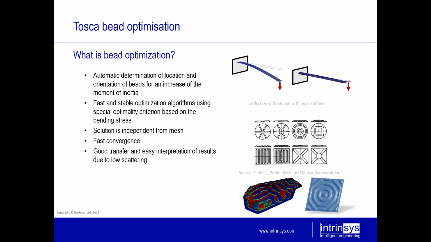About bid optimization. Bid optimization is an automatic determination of the location and the orientation of bids to increase the moment of inertia of the part. It is fast and stable, using a special optimal criterion based on the spreading of the bending stress. The solution is independent from the mesh. There is a fast convergence. There is a good transfer and easy interpretation of the results due to a low scattering.